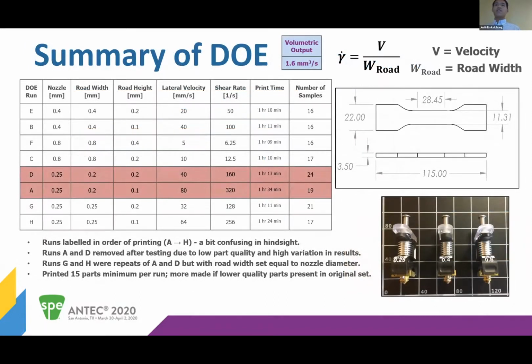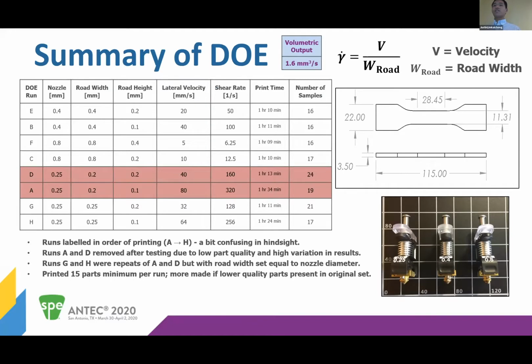So here is a summary of our design of experiments. As you can see, we varied our nozzle or road width and road height. Typically you want to have your road height set at around 80% or below 80%. There's some type of optimal range, so that's what we tried to do. In terms of the nozzles that we used, you can see that we used 0.25, 0.4, and 0.8.